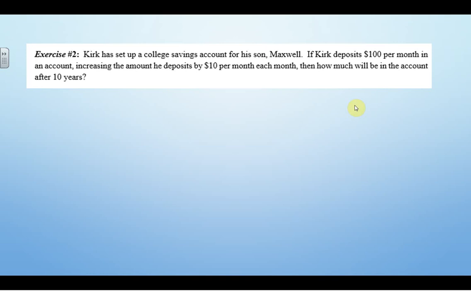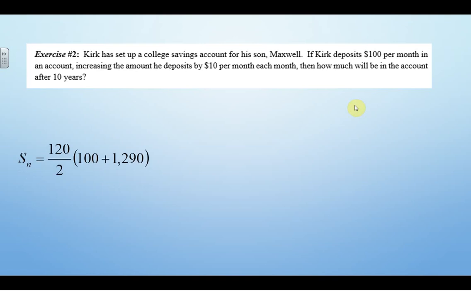Kurt has set up a college savings account for his son, Maxwell. Okay, if Kurt deposits $100 per month in an account, increasing the amount he deposits by $10 per month each month, then how much will be in the account after 10 years? Well, the good news is that we're in the arithmetic series video, so you know that this is an arithmetic series. But you would have to be able to read this and say, if I'm increasing by 10 each month, I'm increasing by a common distance.